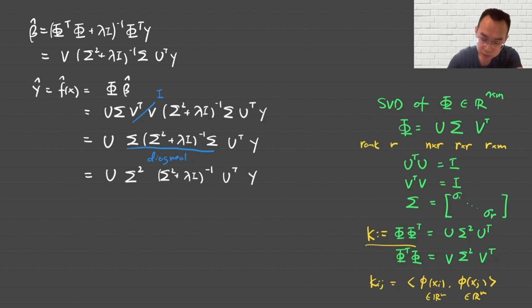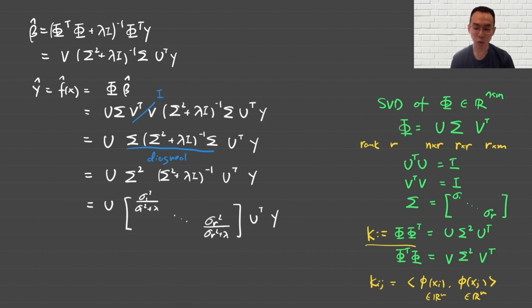Here we can also expand this whole thing out as sigma 1 square over sigma 1 square plus lambda, up to sigma r square over sigma r square plus lambda, times U transpose Y. So here we can see the same shrinkage factor applies. And if we do the ordinary least squares, then this whole diagonal matrix goes to one. This goes to one if lambda goes to zero, right? So this is the OLS, and we won't have this shrinkage factor for this closed form y hat, right?